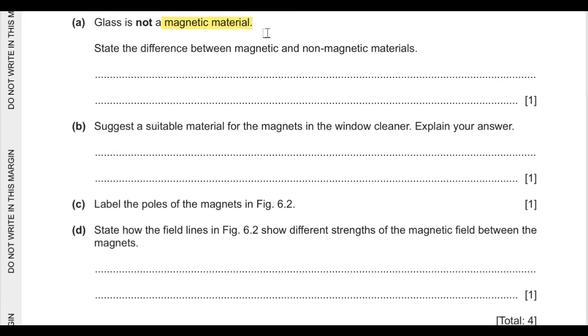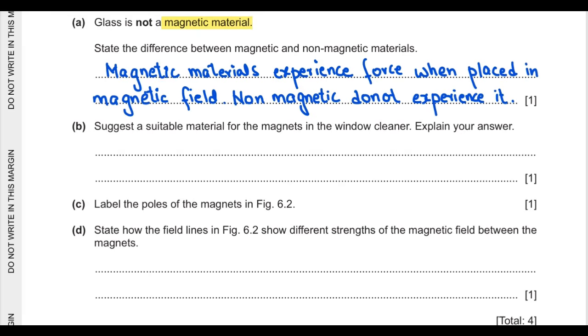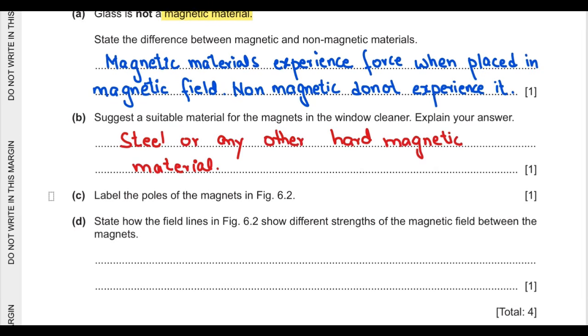Part A says glass is not a magnetic material. State the difference between magnetic and non-magnetic materials. So magnetic materials are materials that experience a force when they are placed in a magnetic field, but non-magnetic materials do not experience it. B part says suggest a suitable material for the magnets in the window cleaner and explain your answer. We can use materials like steel because these are hard magnetic materials and are hard to demagnetize.